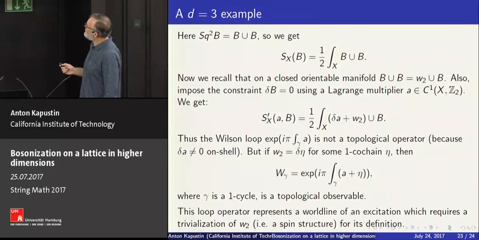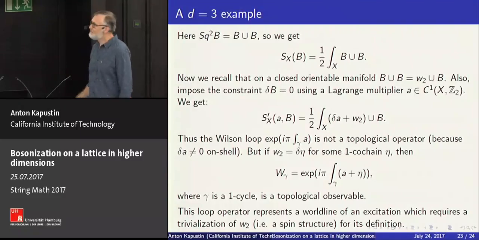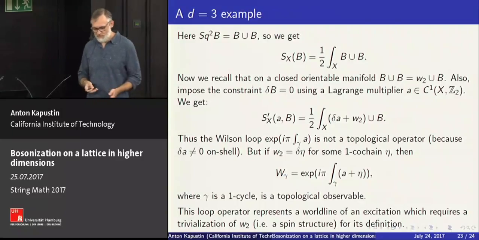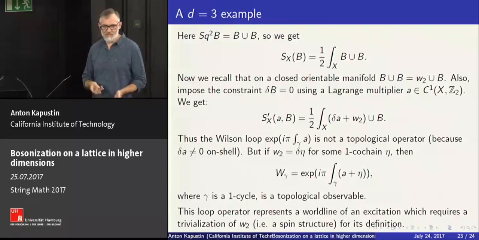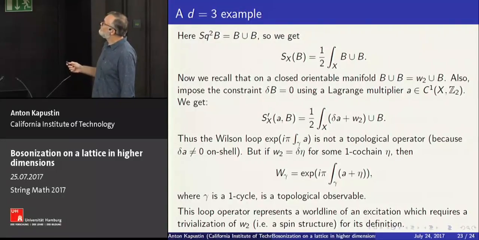Now, the point is that on a closed orientable four-manifold, we have this relation. One can relate b cup squared with the product of the second Stiefel-Whitney class and b, modulo exact terms. So first of all, I'm trading this action for this one. And then I'm going to impose the constraint delta b equals 0, modulo 2, using a Lagrange multiplier, which is a usual gauge field. So I'm going to have a term like delta a cup b, which, if you vary with respect to a, gives the constraint that delta b is 0. And then I still have this term, which I write as w2 cup b.